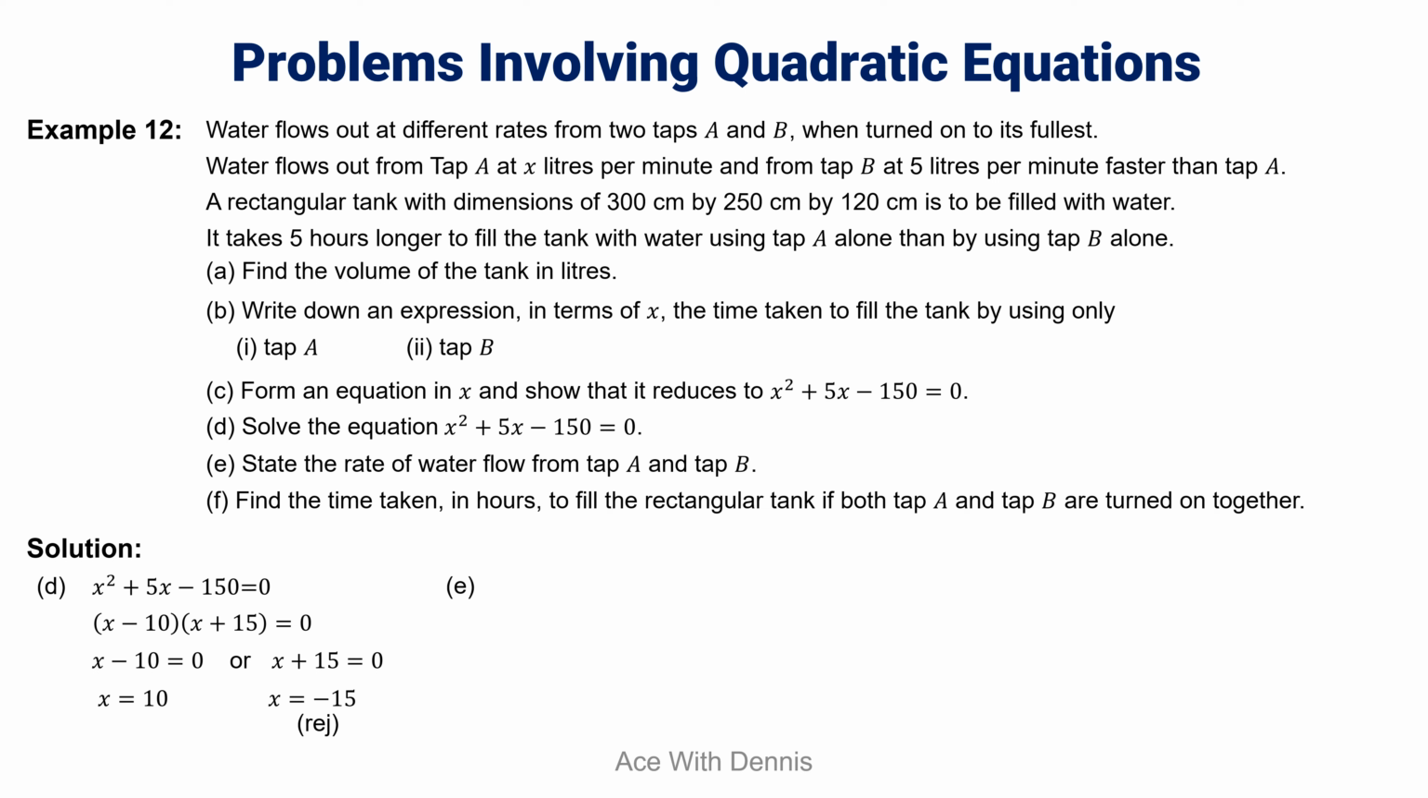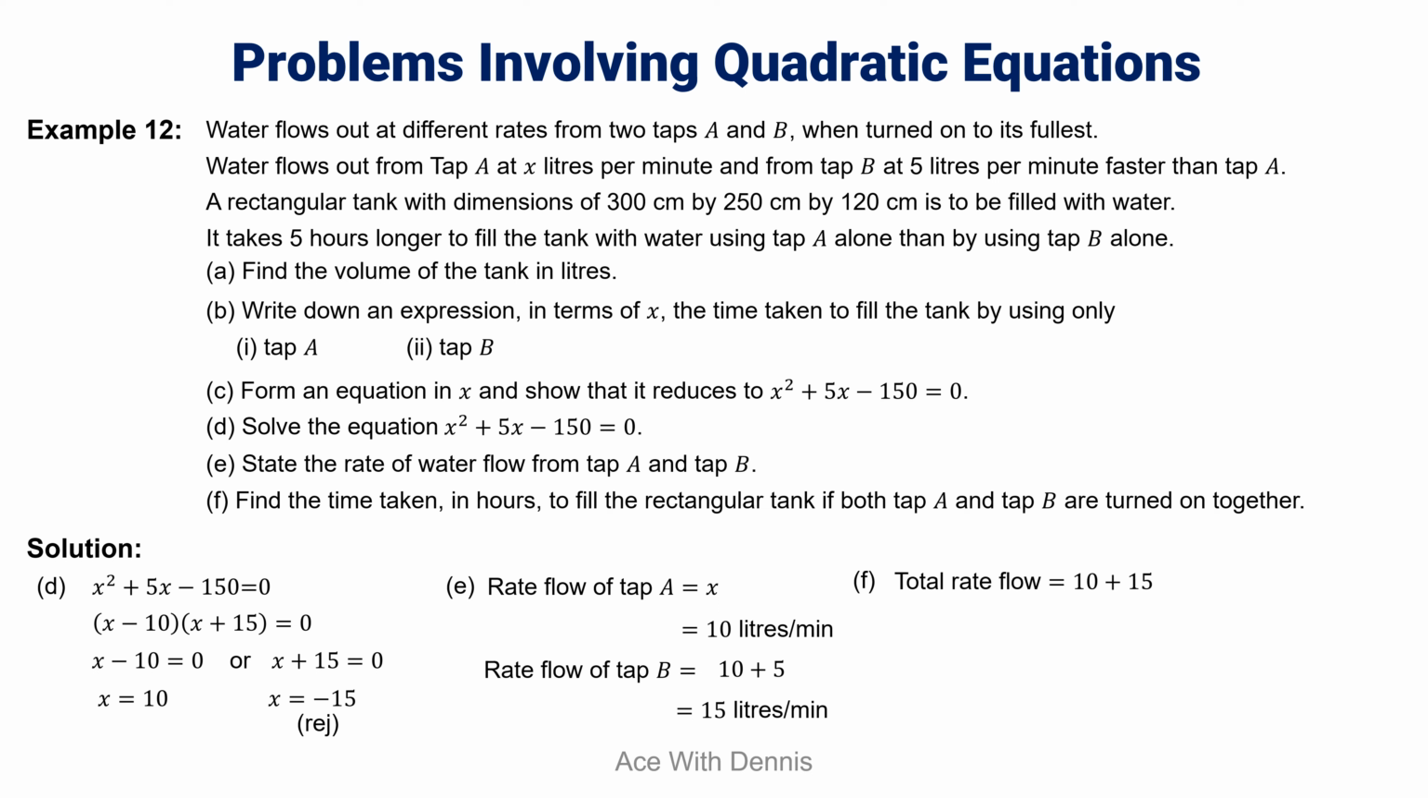Okay, now we move on to E: state the rate of flow from tap A and tap B. So we know the x value already. The rate of flow for tap A will be x, which is 10 liters per minute. The rate of flow for tap B will be 10 plus 5, which is 15 liters per minute.